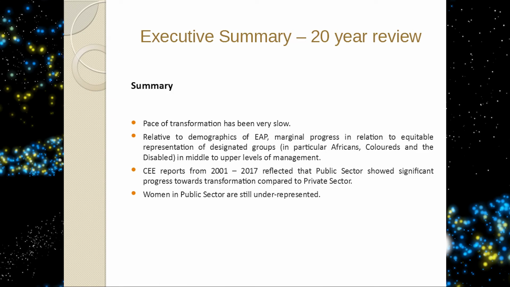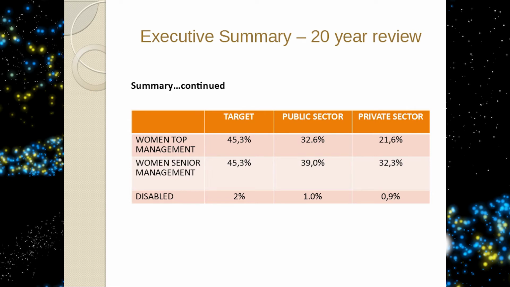Just to give you an example, 27,511 companies submitted their reports. Okay, so the CEE is the Commission for Employment Equity. They took the reports for the past 16, 17 years and then came up with the following: women in the public sector still underrepresented. So in other words, women in top management, the target is 45.3%. Public sector achieved in top management 32.6%. Private sector, women in top management achieved 21.6%. Bearing in mind that the target is 45.3%.